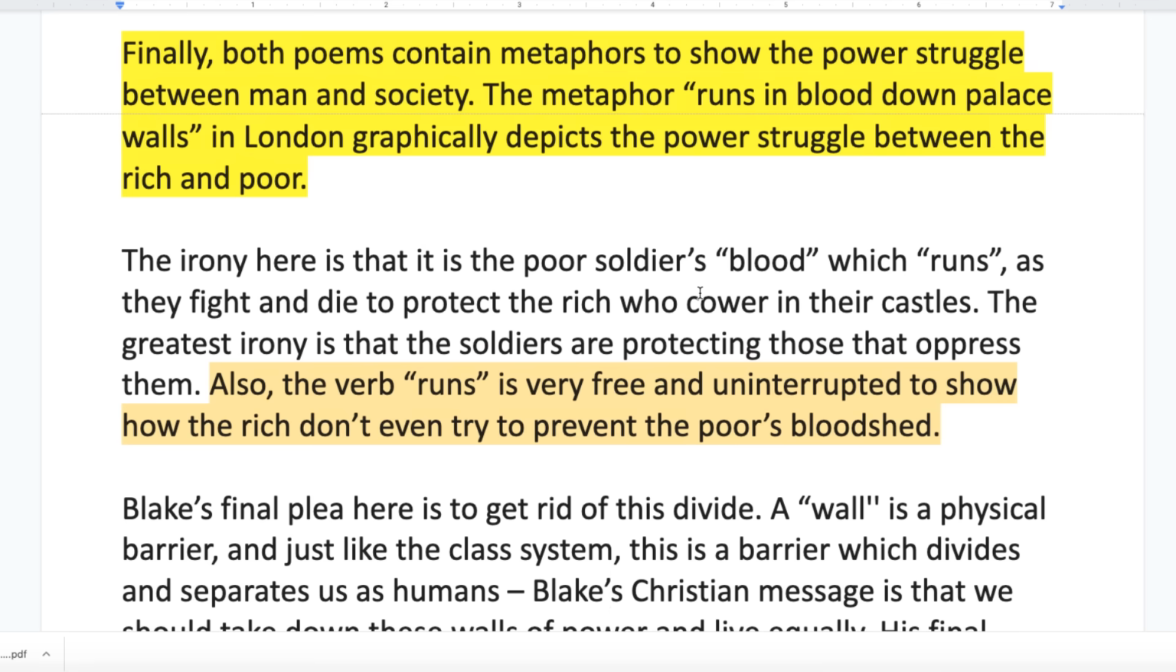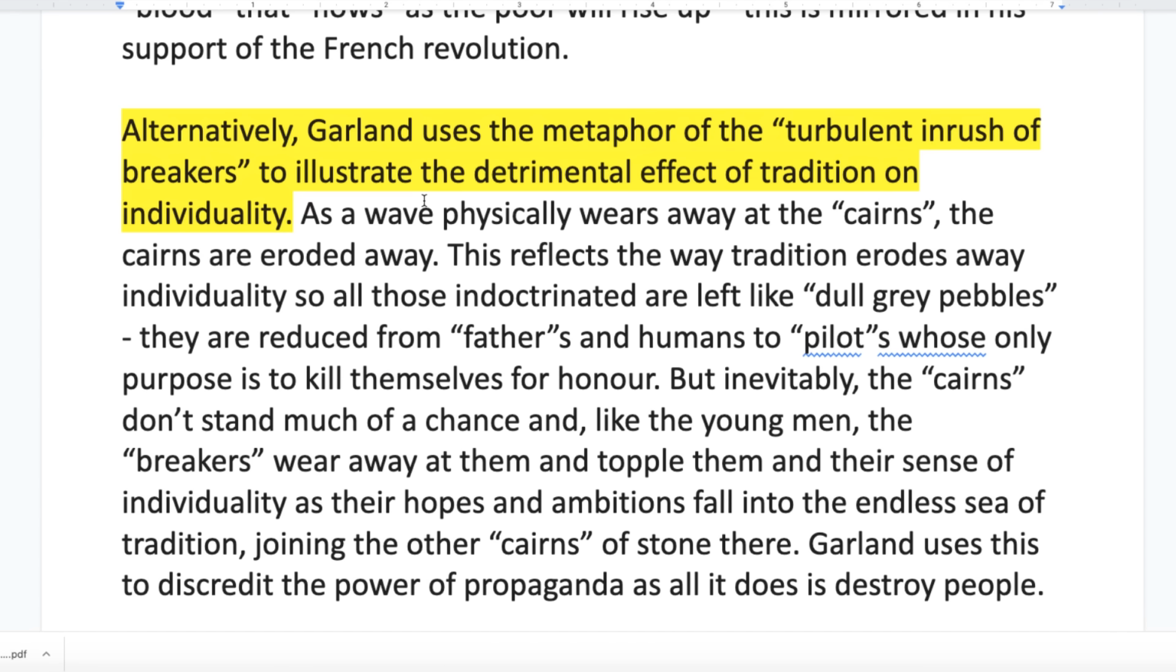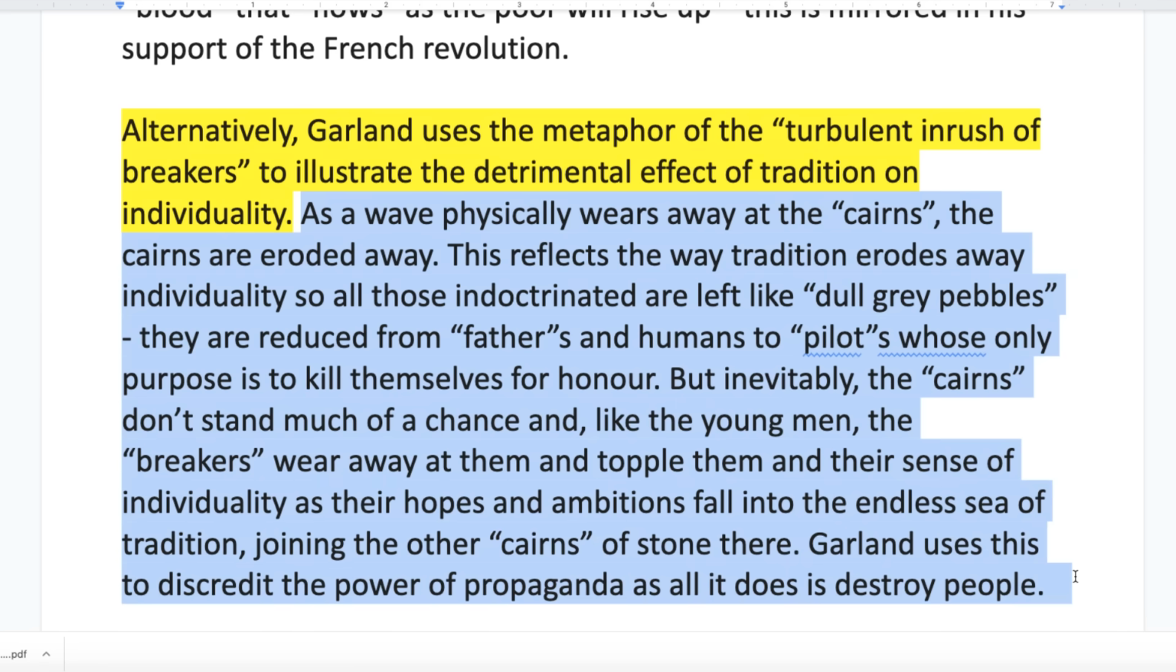Now, because Adam has prepared for the exam, he also knows which quotation he wants to focus on with the metaphor. After all, there could be a range in each poem, but he knows the one which has highest value. The idea that the soldier's sigh runs in blood down palace walls. Similarly, he's also planned which metaphor he's going to use from Kamikaze, the turbulent inrush of breakers. Which is interesting because I don't think it's actually a metaphor. He's actually going to analyse this as a symbol, linking it to the cairns on the shore. But he will get away with this because his analysis of that symbol, this paragraph here, is very sophisticated.